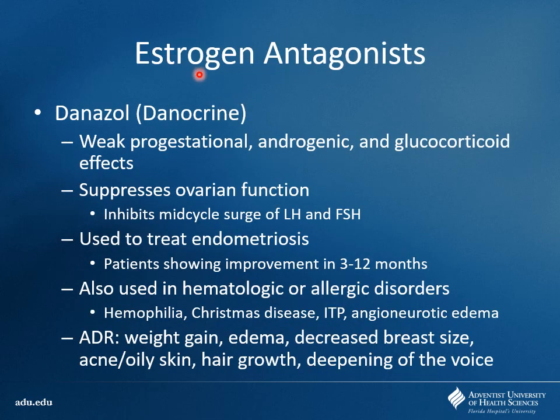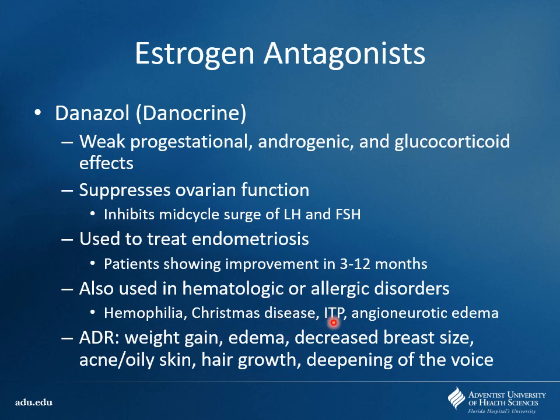Some other ones we can have here are pure estrogen antagonists, and again, the side effects are going to be pretty severe from a sort of inducing menopause standpoint. We have things like danazol. This one has really good effects to suppress ovarian function, mainly because it's inhibiting LH and FSH. Certainly you can use it for things like treatment-refractory endometriosis, and in some cases we use it for some allergic or hematologic disorders.